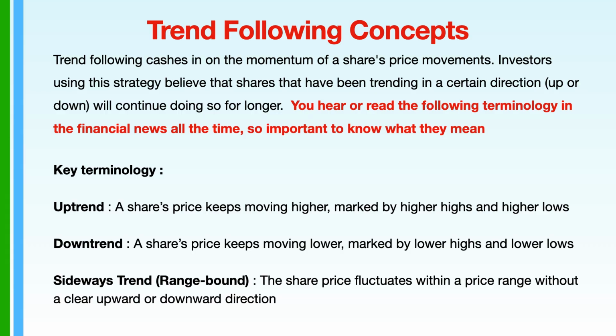Uptrend. This means that a share price keeps moving higher, marked by higher highs and higher lows. Downtrend. This means that a share's price keeps moving lower, marked by lower highs and lower lows. Sideways trend or range bound. This is when the share price fluctuates within a price range without a clear upward or downward direction.